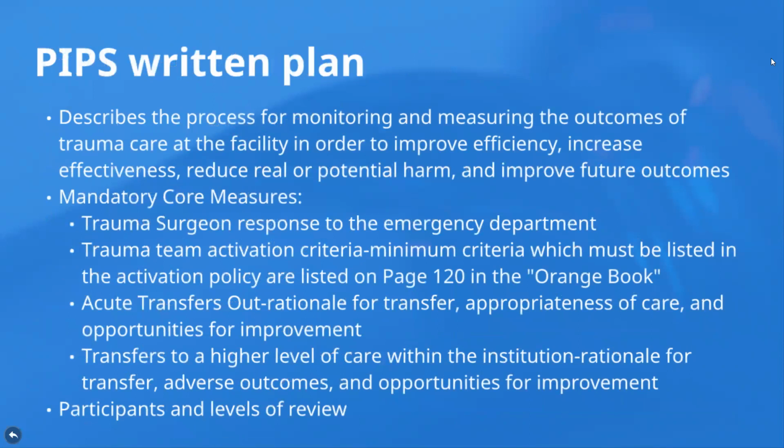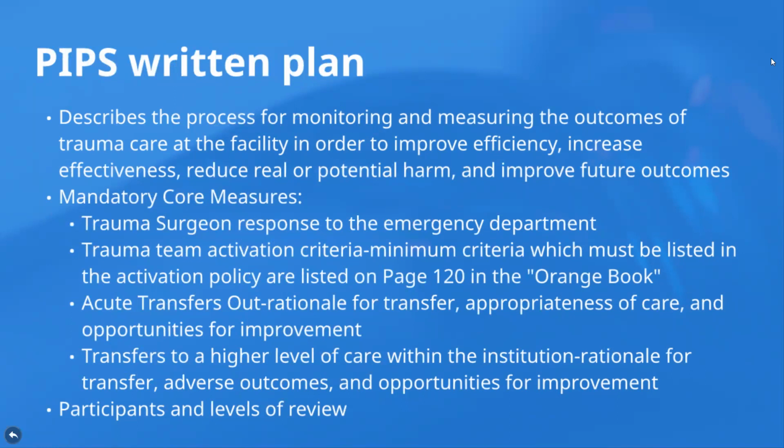I realize that there's a lot of information for this chapter, and I'm going to break it down just a little bit more, with the knowledge that some of you may be very familiar with this, while for others this may be brand new information. So please bear with me while I look a little deeper into the PIPS processes and definition. The PIPS written plan should describe the process for monitoring and measuring the outcomes of trauma care at the facility in order to improve efficiency, increase effectiveness, reduce real or potential harm, and improve future outcomes.